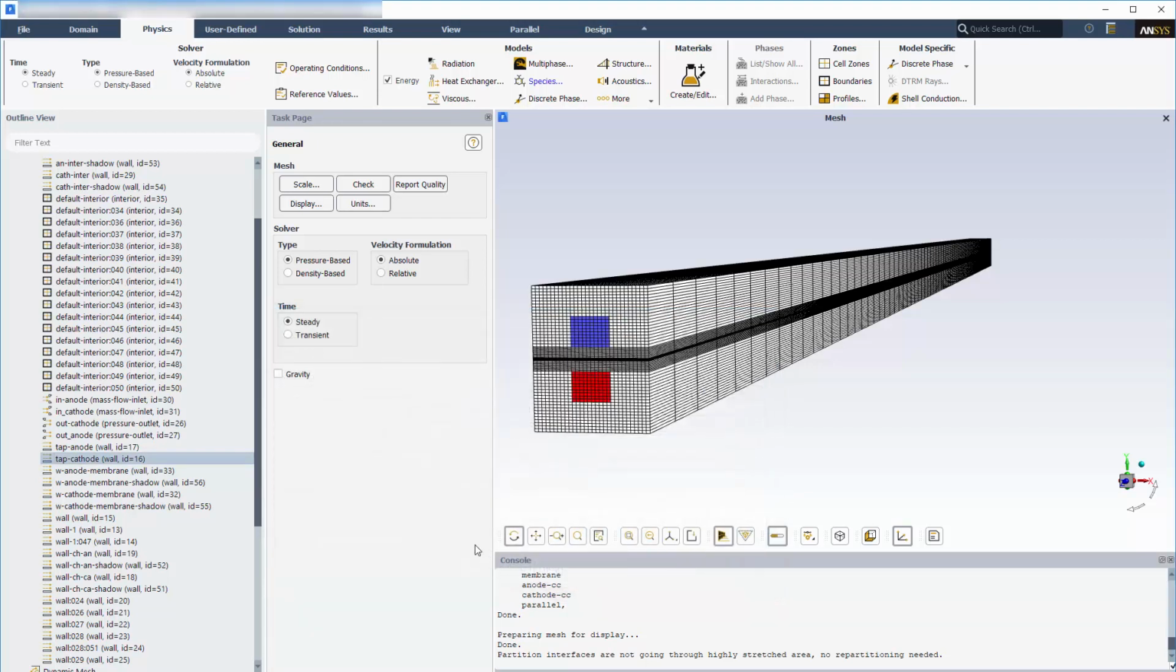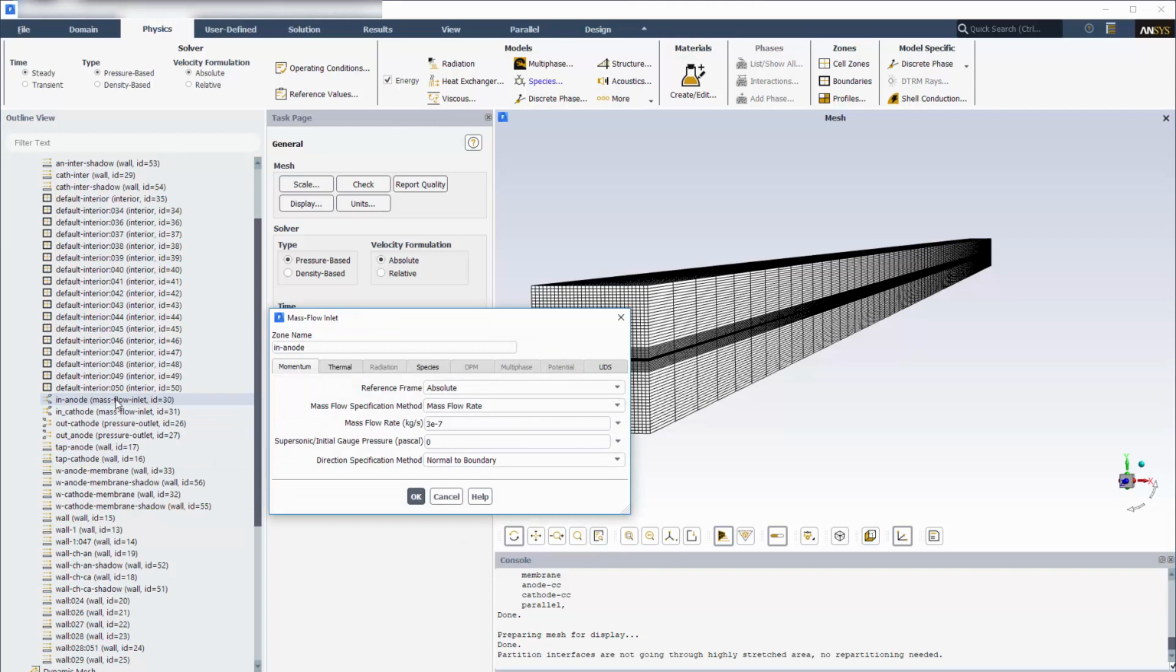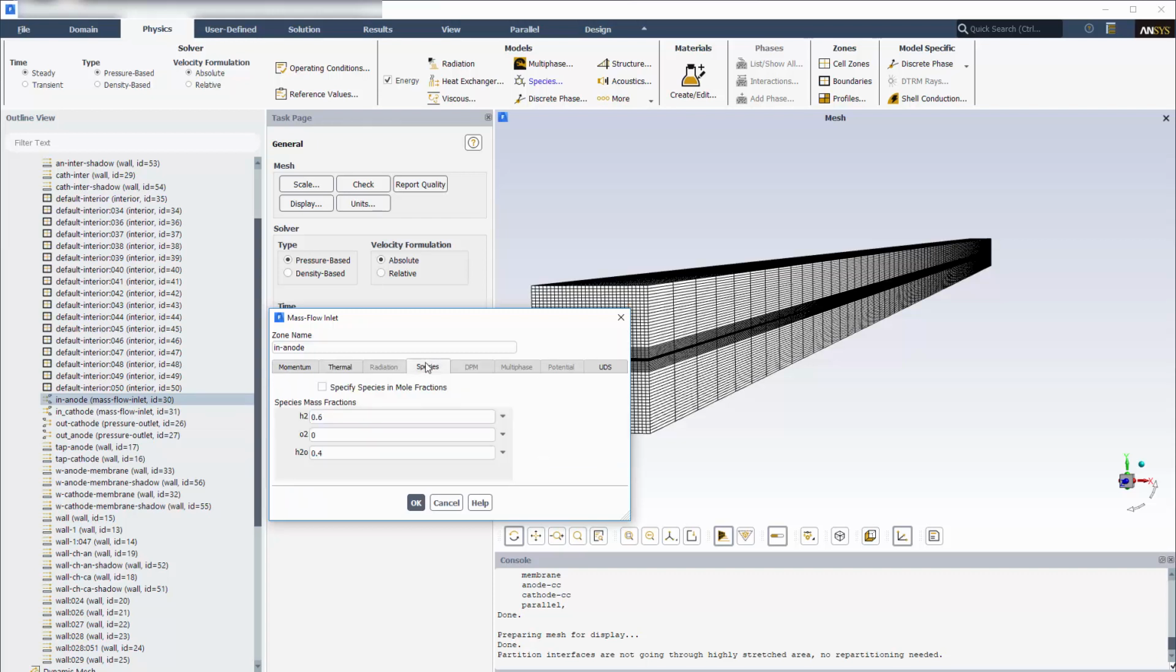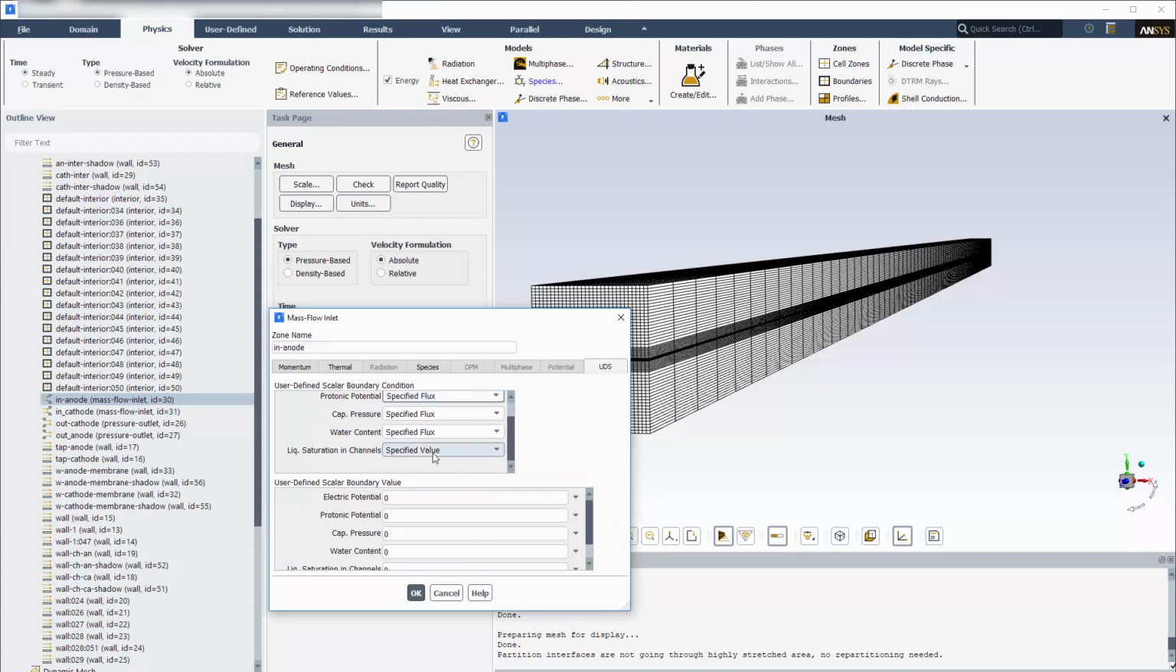The anode gas flow inlet will operate at the following mass flow rate. The flow will travel in the direction normal to the boundary. The total temperature of the inlet boundary will be 353.15 Kelvin. Gas entering the anode inlet will be composed of hydrogen and water with the following mass fractions. The liquid saturation is set to 0.